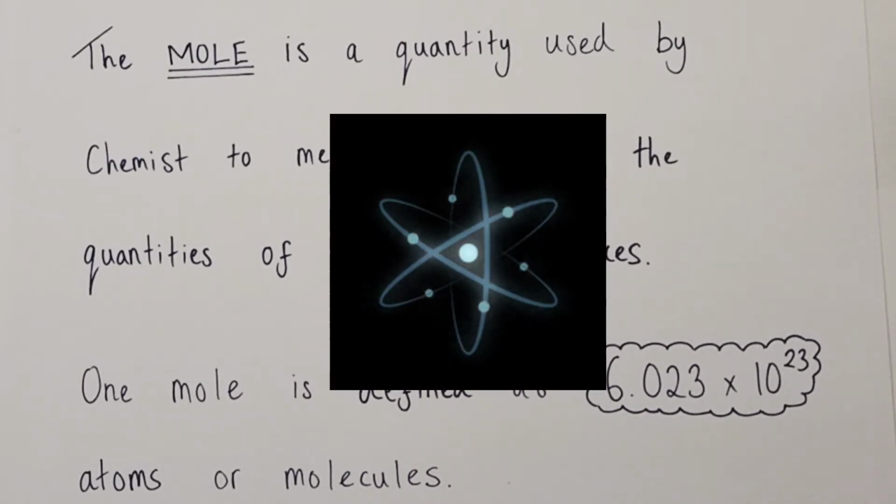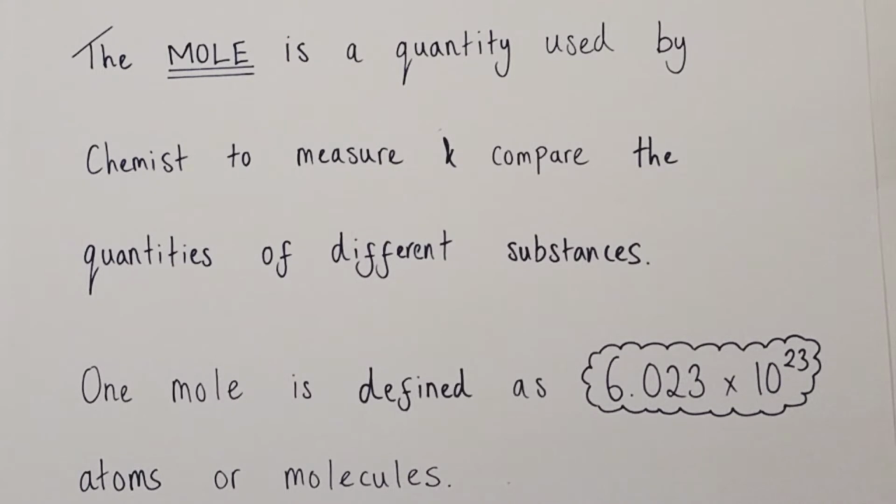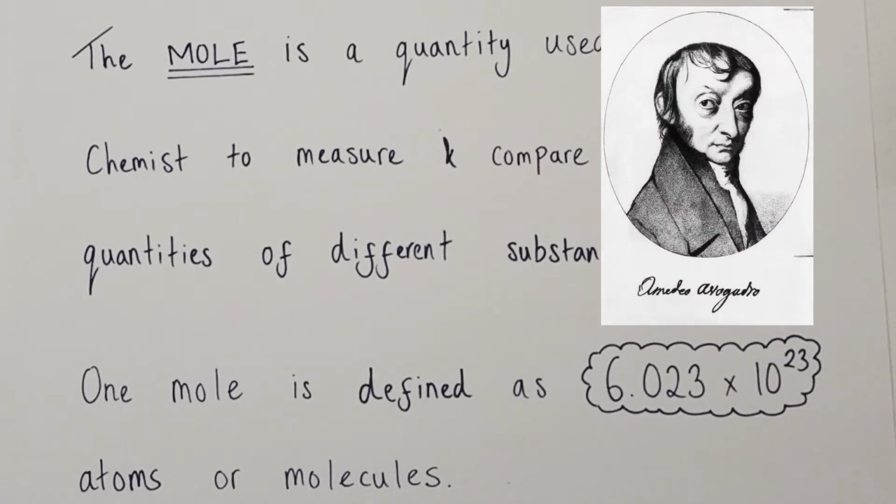Unfortunately, atoms and molecules are infinitesimally small. So even small amounts of substance will contain truly vast numbers of atoms and molecules. So the mole is defined as a quantity used by chemists to measure and compare the quantities of different substances. 1 mole of a substance will contain 6.023 times 10 to the 23 atoms or molecules, a truly gargantuan number, very hard for humans to comprehend. This number is also known as Avogadro's number.